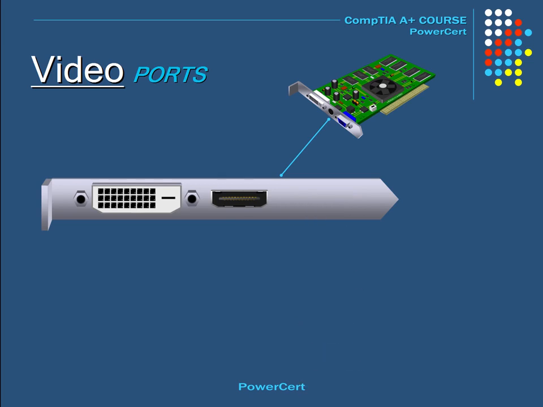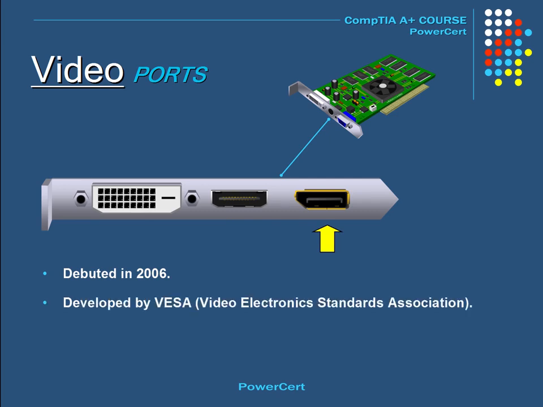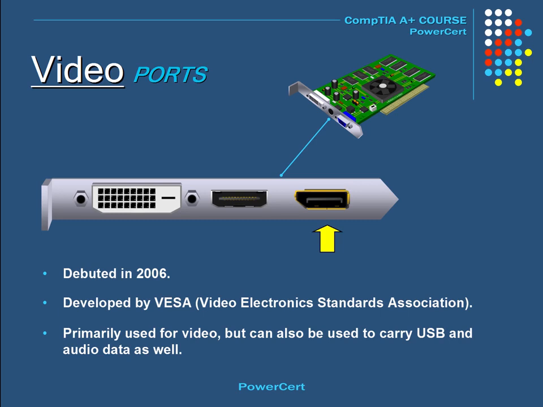And then there's also the display port. The display port debuted in 2006, and it was developed by VESA, which stands for the Video Electronics Standard Association. The display port was primarily designed to be used for video, but in addition to video, it can also be used to carry USB and audio data as well. It's a high-performance interface that is meant to replace the older VGA and DVI interfaces. And it can also connect using adapters to the older DVI, VGA, and HDMI ports.